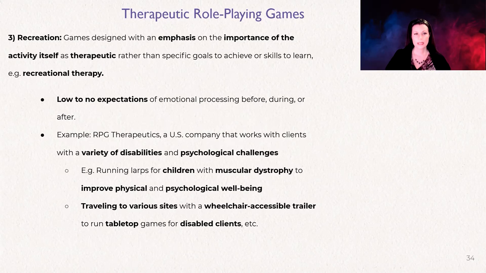So an example is RPG Therapeutics, which is a US company that works with clients with a variety of disabilities and psychological challenges. They run all three of these types of groups. They may run an intense therapy session for one client. They may run a social skills group, or they might just run a recreation group.